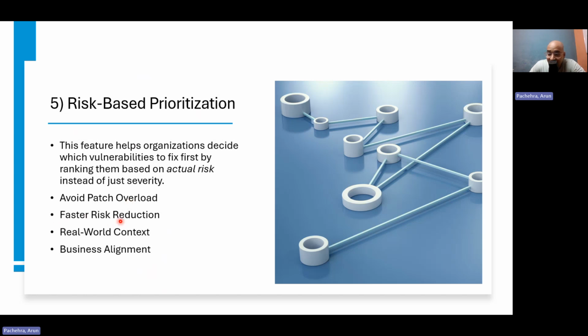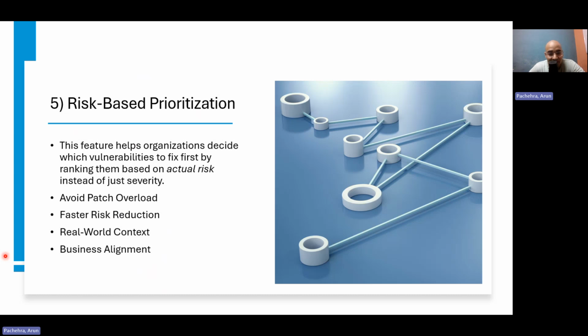Now, then faster risk reduction. That's how it helps us. Fixing 10 high risk exploitable vulnerabilities can reduce exposure more than fixing 100 low risk ones. So, faster risk reduction. It will help with real world context. How? Because a CVE rated high by CVSS may not matter if it's not exploitable in your environment. DVM prioritizes based on exploit activity, malware campaigns, and attacker techniques. Real world context.